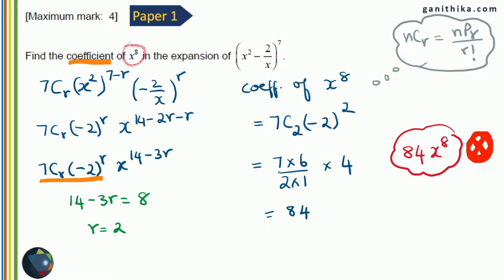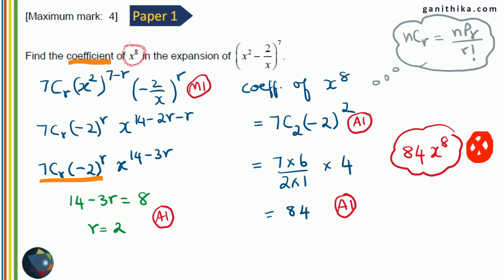Let's go for the marking scheme. Writing the correct general term and putting in the correct values will give you method 1 mark, and finding the r value for r equal to 2 will give you an answer 1 mark, and substituting the r value in the correct coefficient for x power 8 gives you an answer mark A1. And be careful again, negative 2 to the power of 2 will also be included in this A1 mark, and the final A1 mark for writing just 84 and not 84x to the power of 8. So you have all the 4 marks.